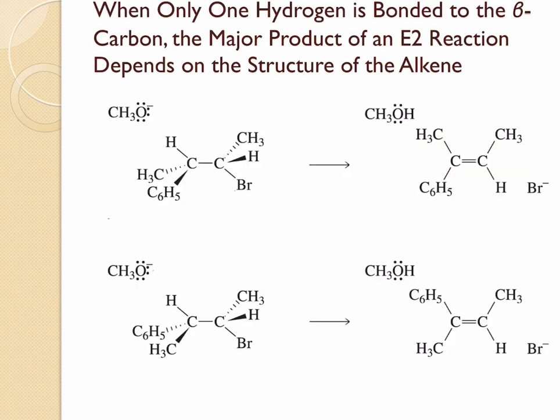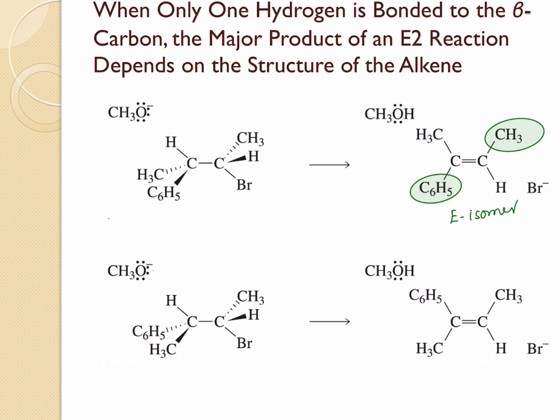When there is only one hydrogen bonded to the beta carbon, then the major product obtained in an E2 elimination reaction is going to depend on the structure of the alkene. Let's take a look at this reaction. Here you can see that this alkyl halide, which needs to undergo elimination, has only one beta hydrogen. So this is an alpha carbon and this is a beta carbon, and there is only one beta hydrogen on it. So this base comes and abstracts this hydrogen and the electrons form the double bond, and the Br goes. So this is going to lead to the formation of the E isomer because the two bulky groups are in the opposite direction.